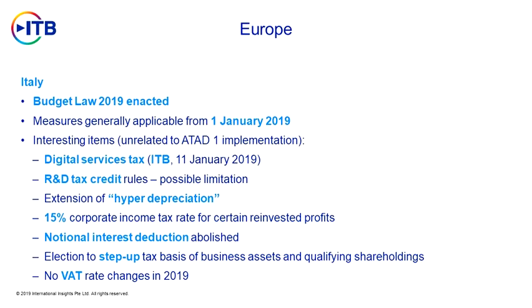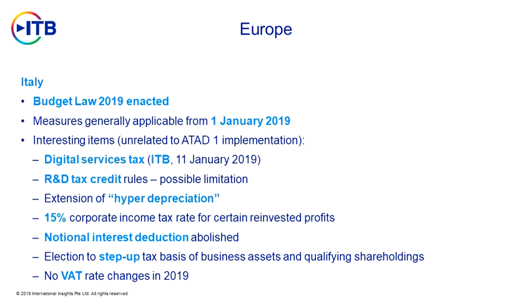In Italy, the 2019 budget law has been enacted, and its measures are generally applicable from the 1st of January 2019. It contains a number of interesting items which are unrelated to the ATAD 1 implementation. First and foremost, of course, there's the digital services tax, which I covered in last week's ITB. There are changes to the R&D tax credit rules, which might limit the amount of the credit. There's an extension of the so-called hyper-depreciation to 2019, and in some cases to 2020.